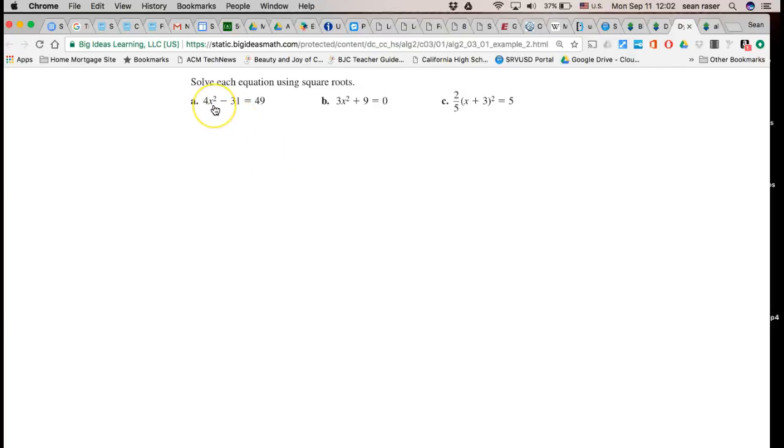So let's start with A. All right, so here we've got a quadratic, 4x squared minus 31 equals 49. We want to isolate the part that's being squared. You'll notice right here that our variable x is the term that has the squared with it. So we need to move all of these terms around to get that squared part by itself. First thing we want to do, let's add 31 to both sides. 4x squared equals 80. Now, we haven't isolated our squared part yet. We still need to divide by 4.